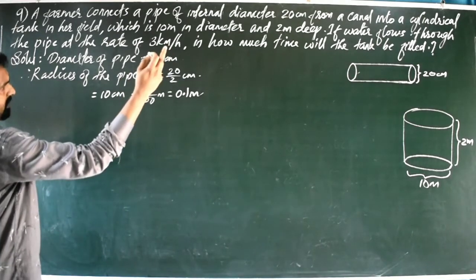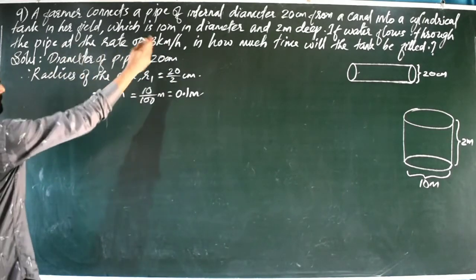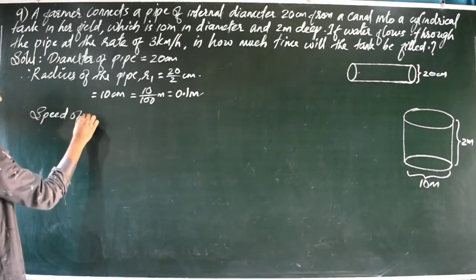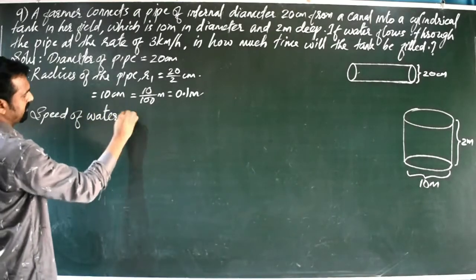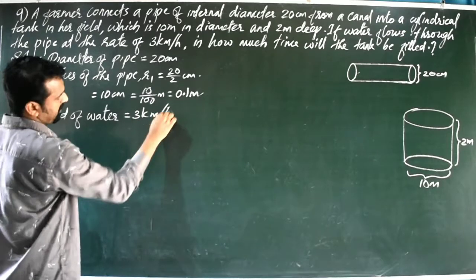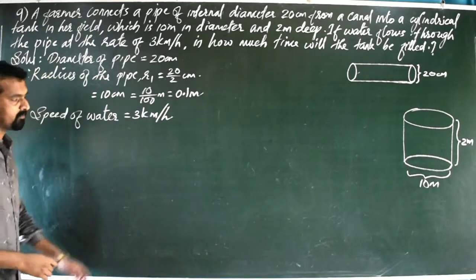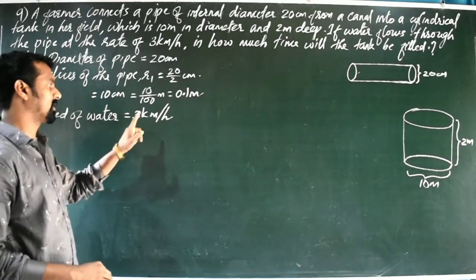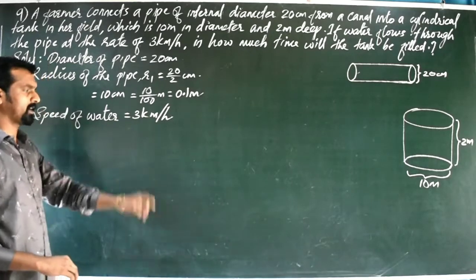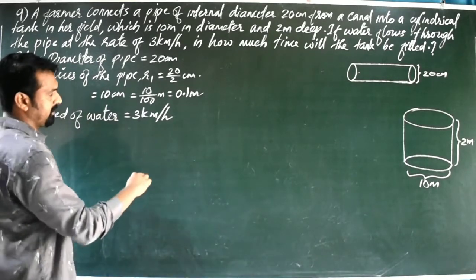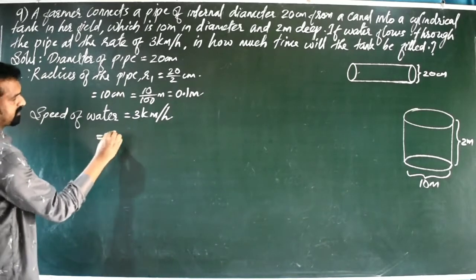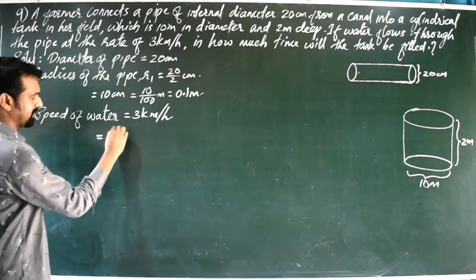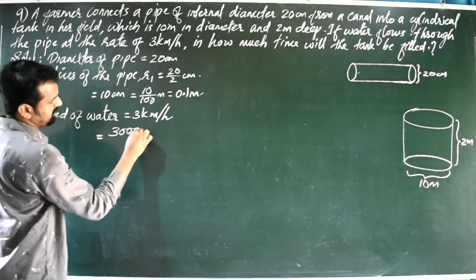Now it is given here, if water flows through the pipe at the rate of 3 km per hour, that means the speed of water through the pipe is equal to 3 km per hour. That means in 1 hour it will cover 3 km. This kilometer per hour also we will convert into meter per minute. 3 km is equal to how much meter? 1 km is equal to 1000 meter, 2 km 2000 meter, 3 km is equal to 3000 meter.